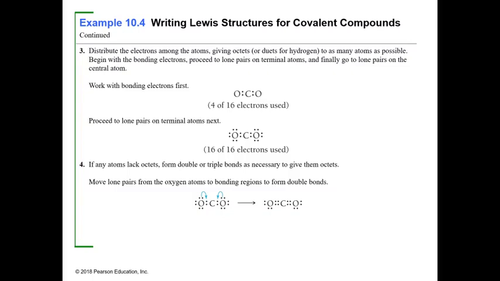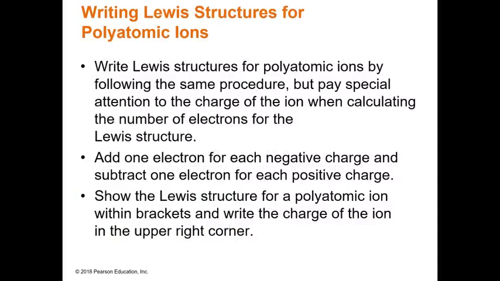If not, you may need to form double or triple bonds by moving lone pairs from the outer atoms into the bonding region. In carbon dioxide, we find that carbon only has 4 electrons from 2 single bonds, which is not enough. So we move a lone pair from each oxygen to form double bonds. That way, carbon ends up with 8 electrons and each oxygen also has a full octet.